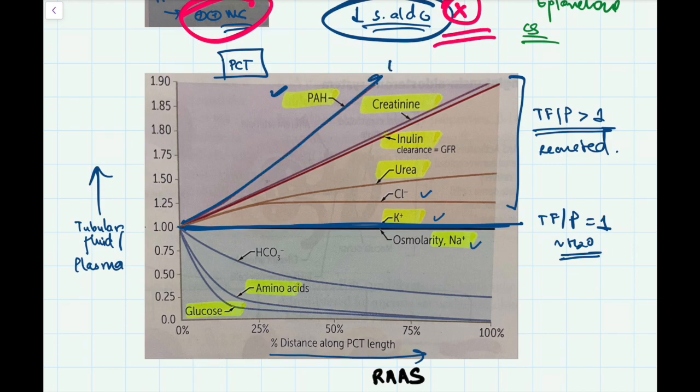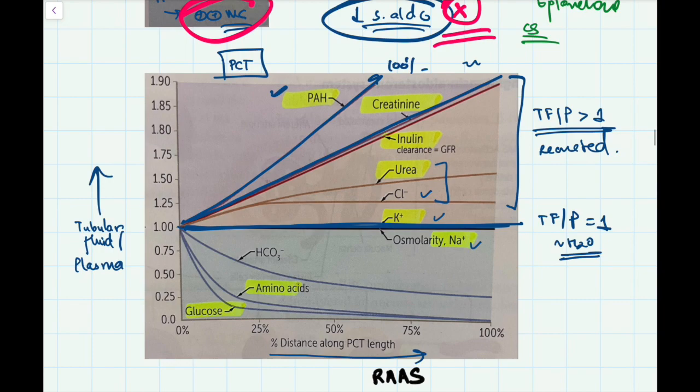So it will have the maximum TF/P, right. Creatinine and inulin will have TF/P slightly lesser than that but still in a greater range, while urea would be having the ratio more than 1 but less than both PAH, creatinine and inulin, right.